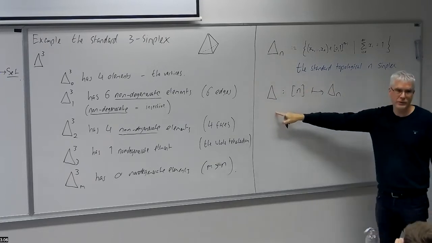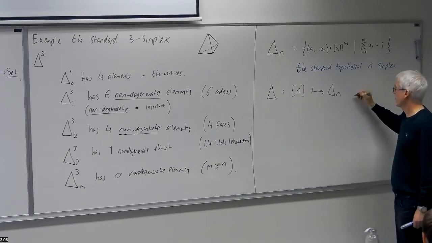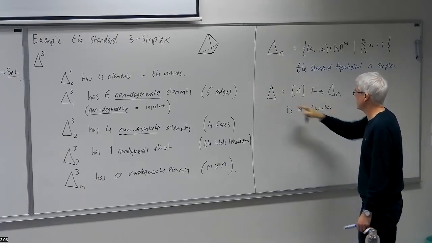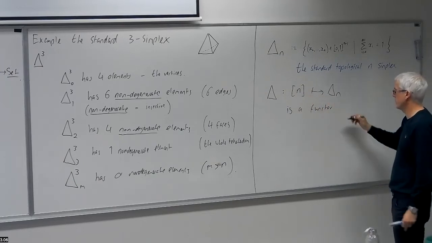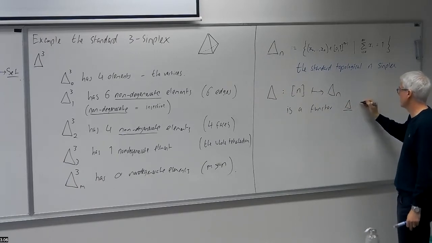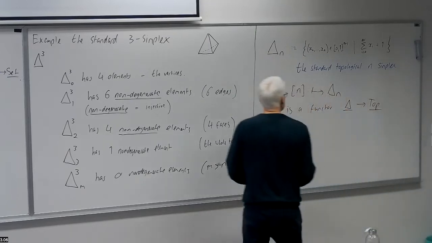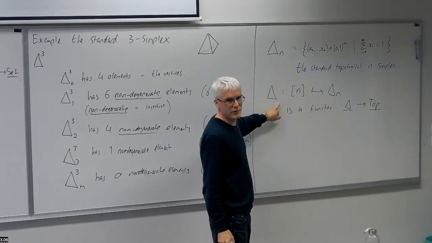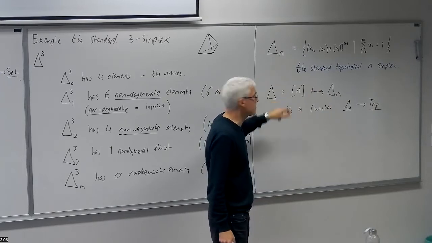Which I'm also going to call delta, not underlined and with no subscript or superscript, is a functor. This function, delta, that maps n to its topological n-simplex, is a functor from the category delta, the simplicial category, to Top, a covariant functor. And we need to say it's a functor, so I'm defining it here on objects.